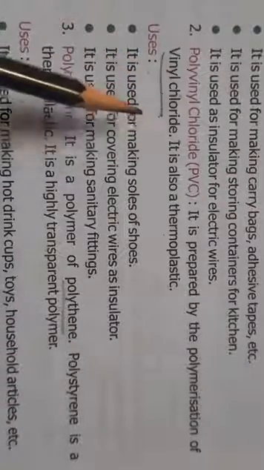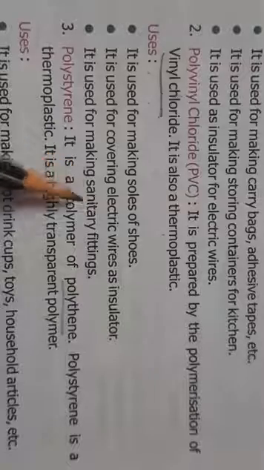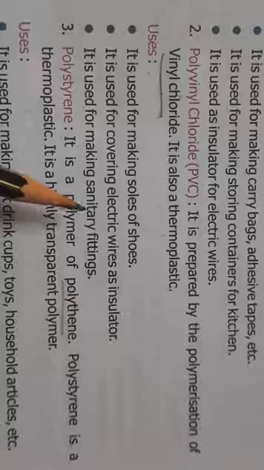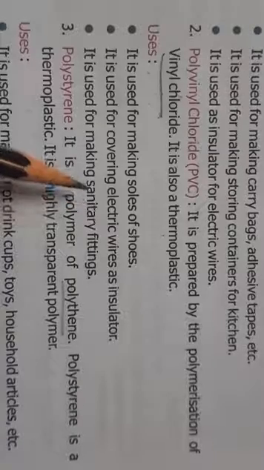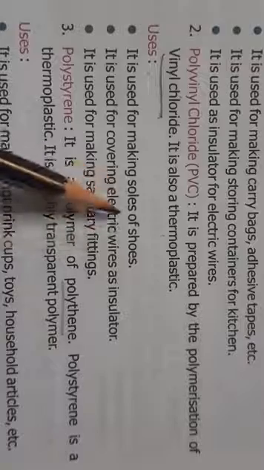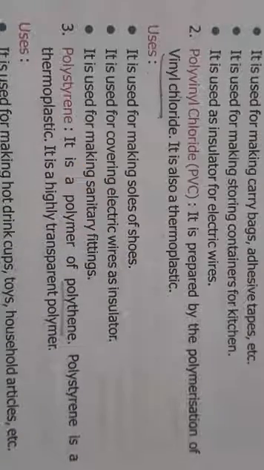What is PVC used for? PVC is used for making all the sanitary fittings, like the pipes in our kitchens. It is also used for the covering of electrical wires, and the soles of shoes. All these are made of PVC.